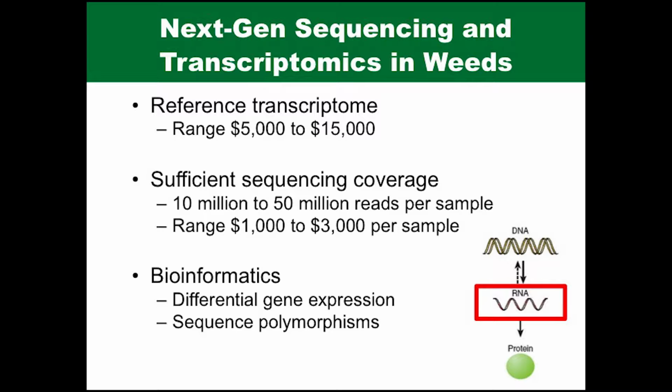So the transcriptome is all of the genes that are expressed as mRNA at a given developmental point in time. There are lots of different transcripts, but you can sequence these for a pretty affordable price, usually in the range of about $5,000 to $15,000. You could pretty much take your favorite weed species, sequence the RNA, and get a fairly reasonable transcriptome put together.